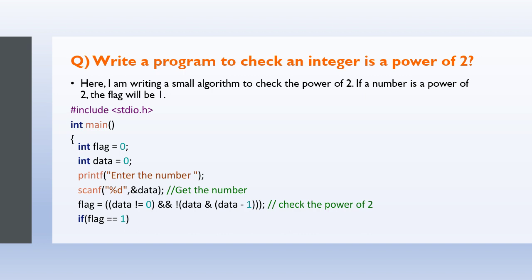If flag equals 1, what happens? It has to print something like "number is the power of 2", else printf "the number is not the power of 2".